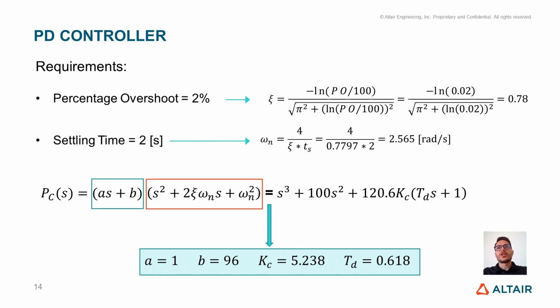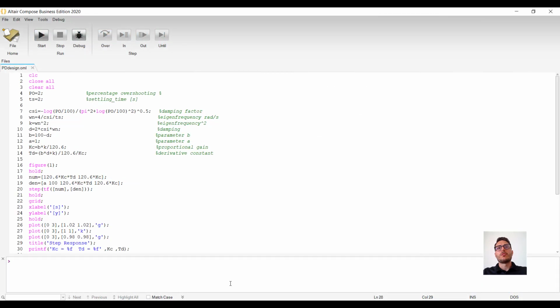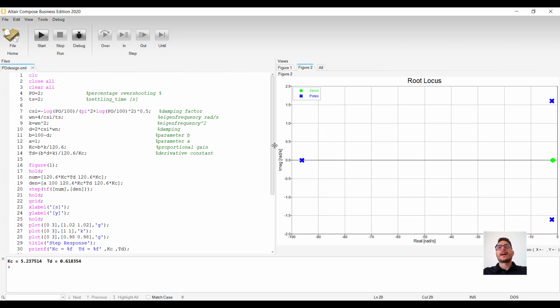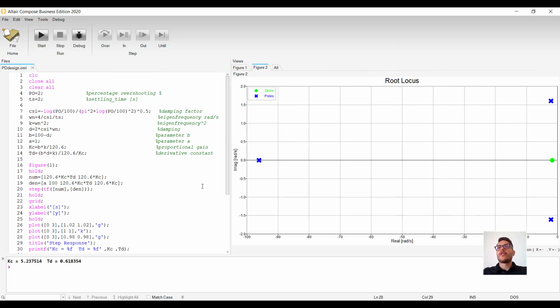All the numerical computation have been performed in Compose. So let's open the Compose script, which also draws the root locus and computes the step response of the linear model of the BBT. Let's run it. We can see that, in fact, we get the same values that we have reported in the slides. If we look at the root locus, we see that there are 3 poles and 1 zero.